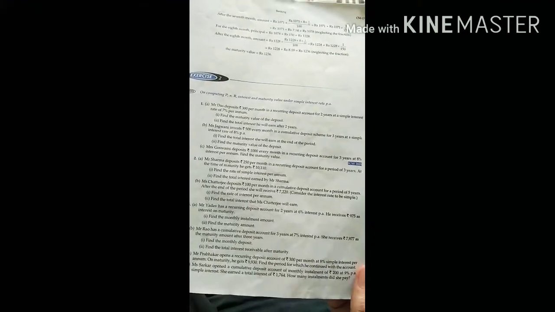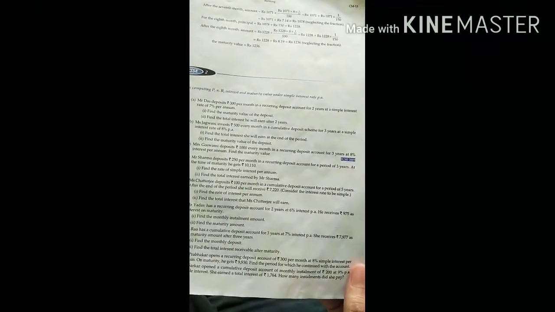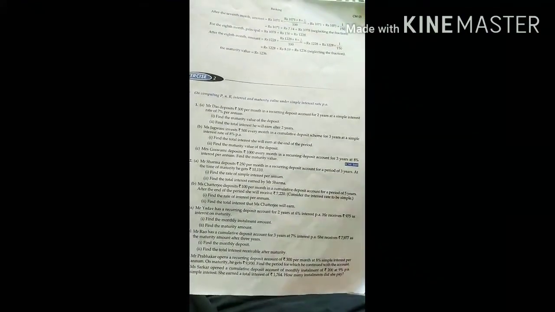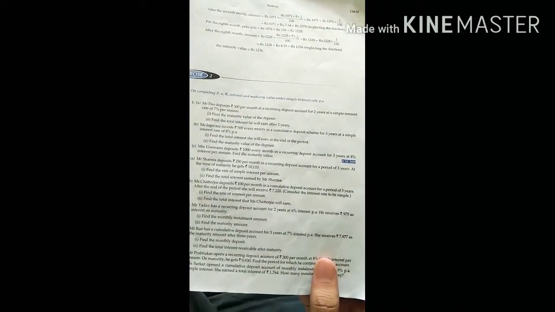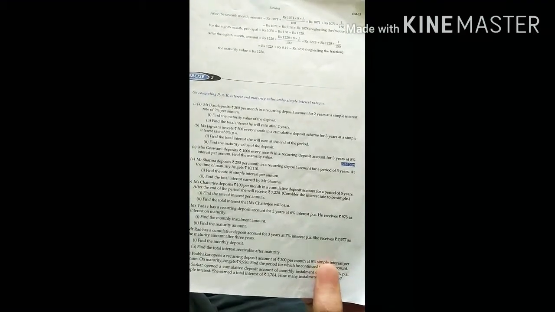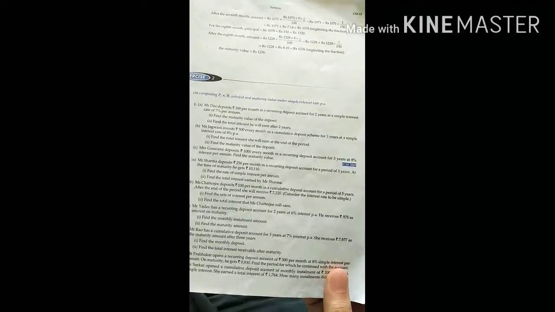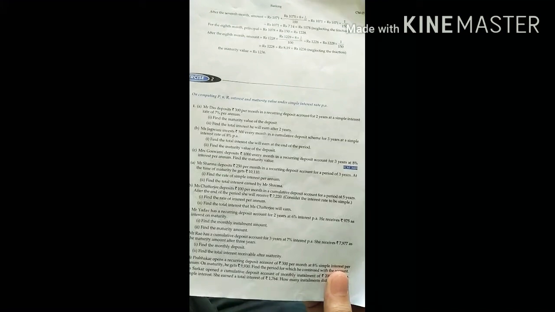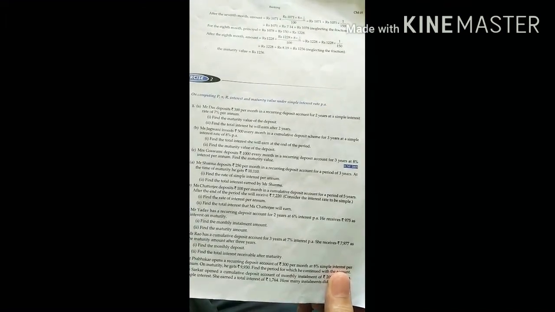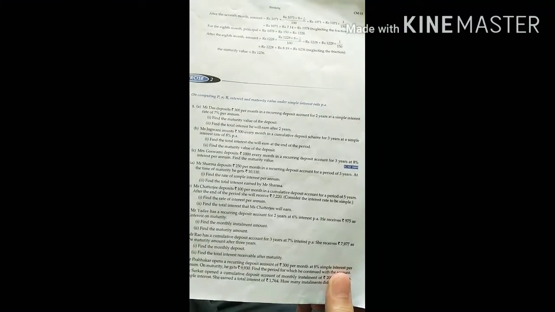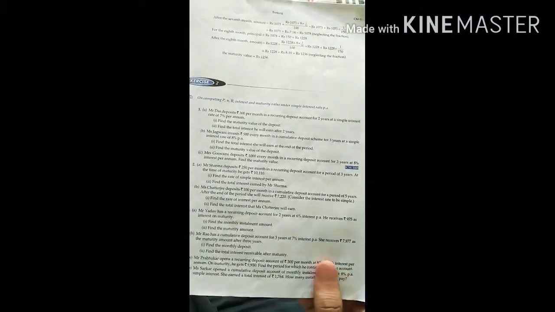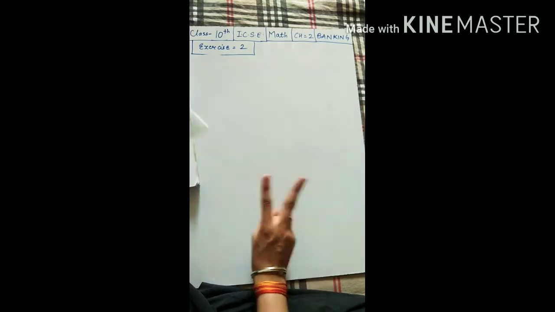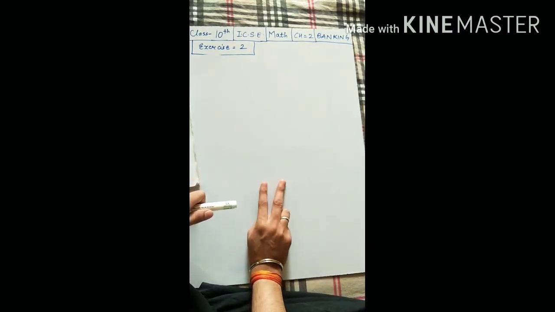Miss Chatterjee deposits rupees 100 per month in a cumulative deposit account for a period of 5 years. At the end of the period, she will receive 7,220. Consider the rate of interest to be simple. Find the rate of interest per annum, and find the total interest that Miss Chatterjee will earn. So in this question we have to find two things: the rate of interest, and second, the total interest earned.